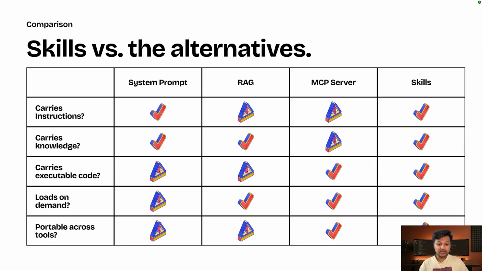And RAG cannot carry instruction, and it cannot carry executable. It can store knowledge, and it can also be triggered on demand, but it does not have those other abilities. And MCP server does not carry instruction, it does not carry knowledge, but it can carry executable, it can load on demand, and it's also shareable like skills. But skill has the ability to do all of these things: it can carry instruction, carry knowledge, carry executable code, load on demand, and it's also portable across different tools.